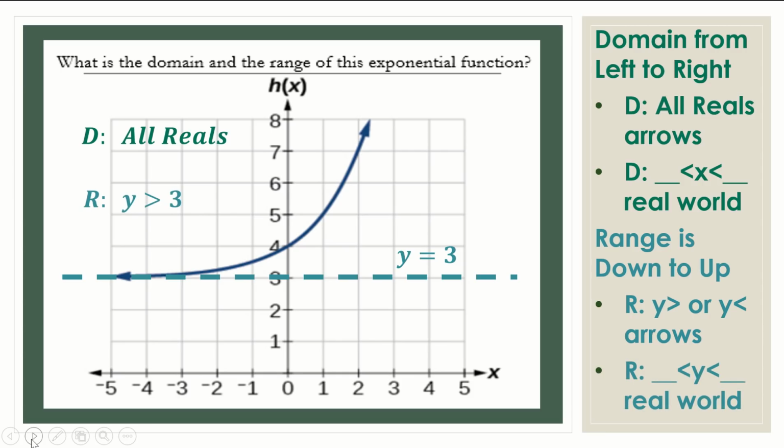Once again, you need to identify the situation, the problem. If it's a real-world situation, it could have endpoints where it has a definitive start and stop. But this one has arrows, so we would say all y's greater than 3, it continues.